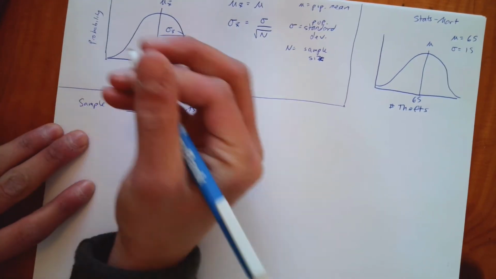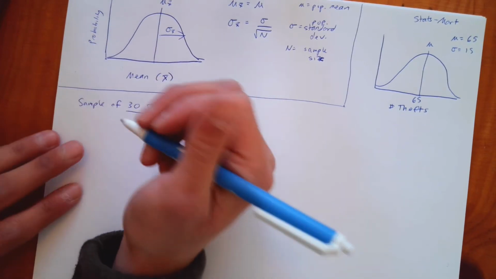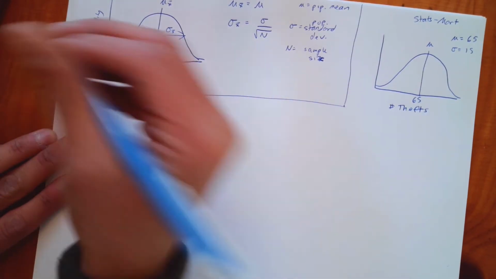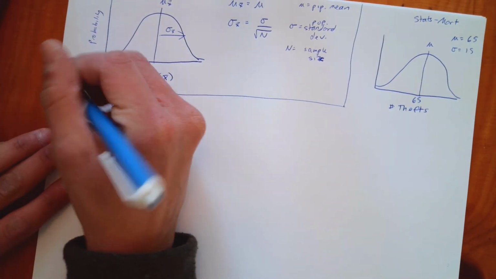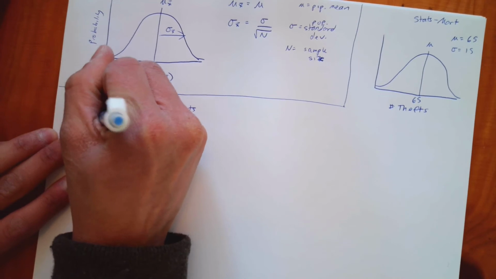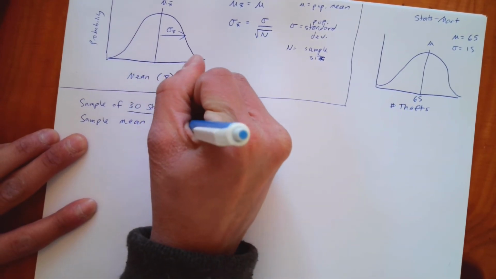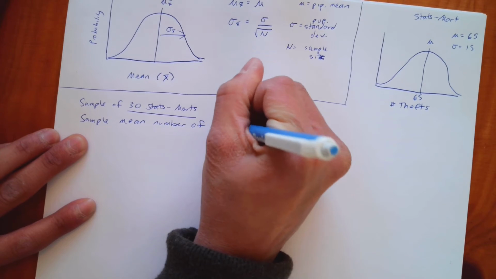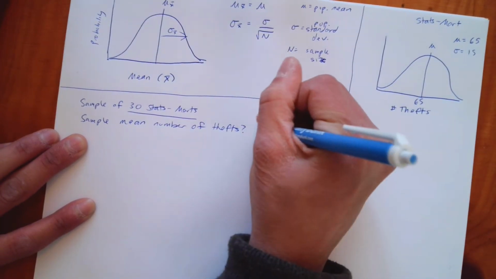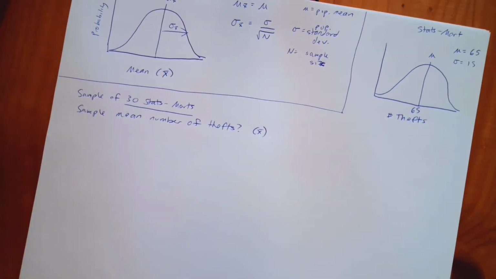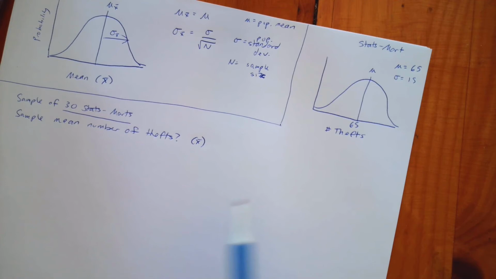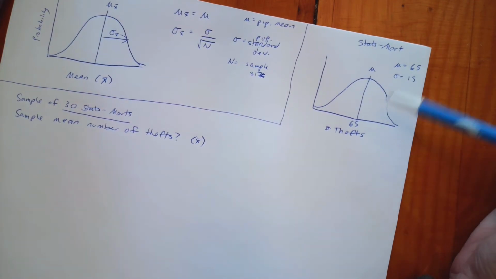And we're interested in what the mean number of thefts might be in our sample of 30 StatSmarts. So we want to know, if we take a sample of 30 of these stores where this describes how the number of items that's likely to be stolen, what is our sample mean likely to be?